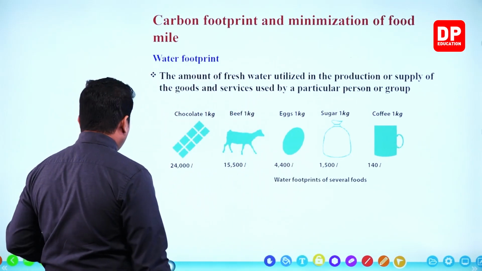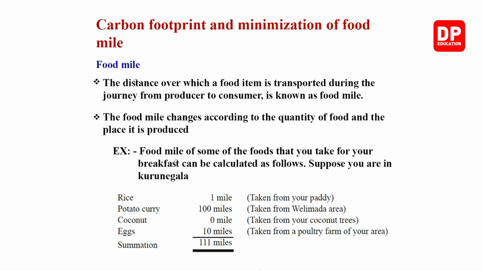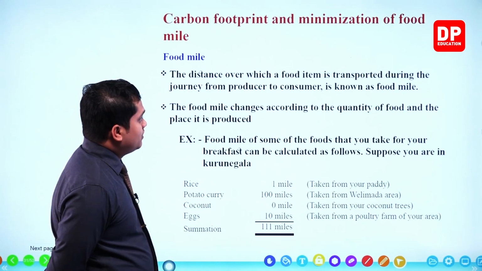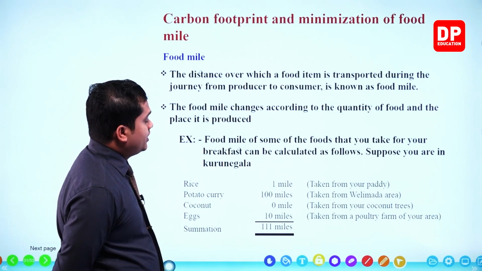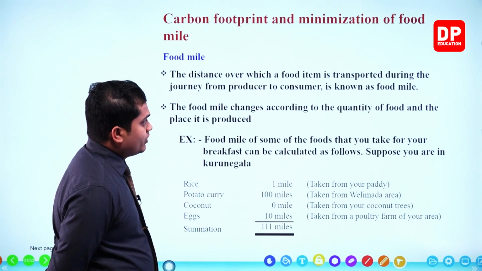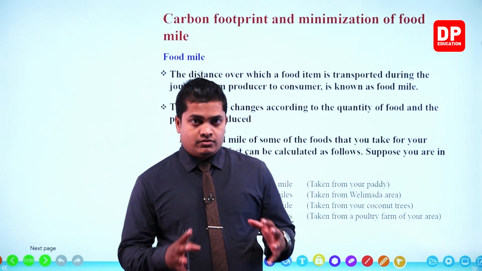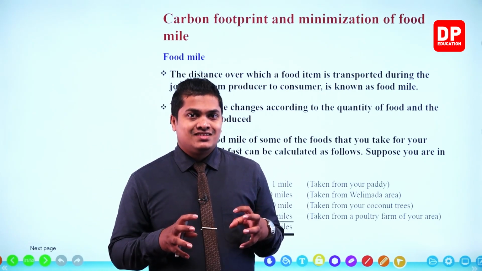So after the water footprint, my dear children, you are given the third main topic, the food mile. The distance over which a food item is transported during the journey from producer to consumer is known as food mile. So food mile means, my dear children, this is also a certain concept.